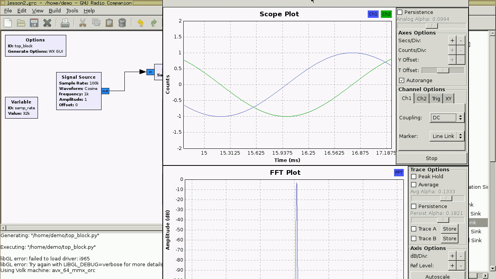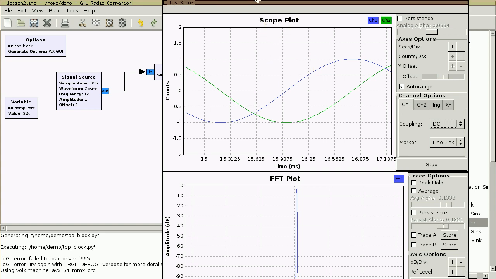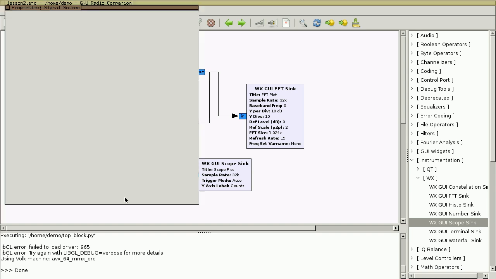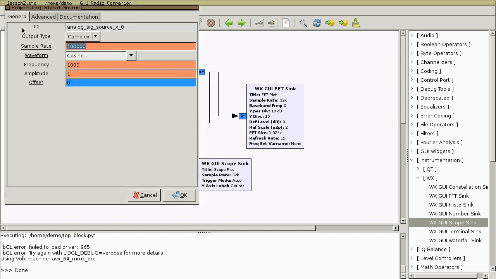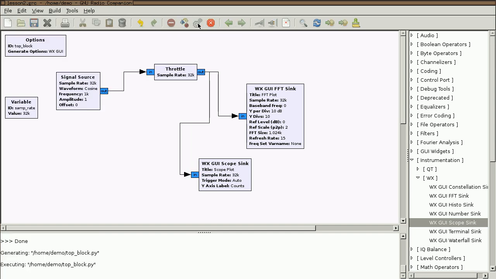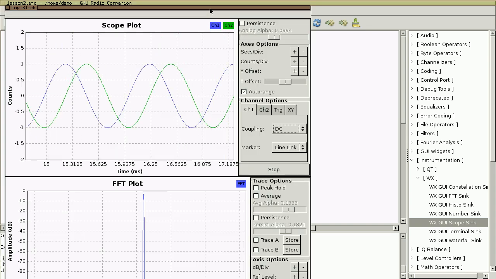Now, I want you to take a look a little bit at what it looks like if I set this signal source back the way it's supposed to be. I'll just set this to samp_rate, which is 32,000 samples per second. Now let's look at it again in the scope plot. You can see actually that we're seeing more periods of the cosine wave here. And I want to show you something, this marker.